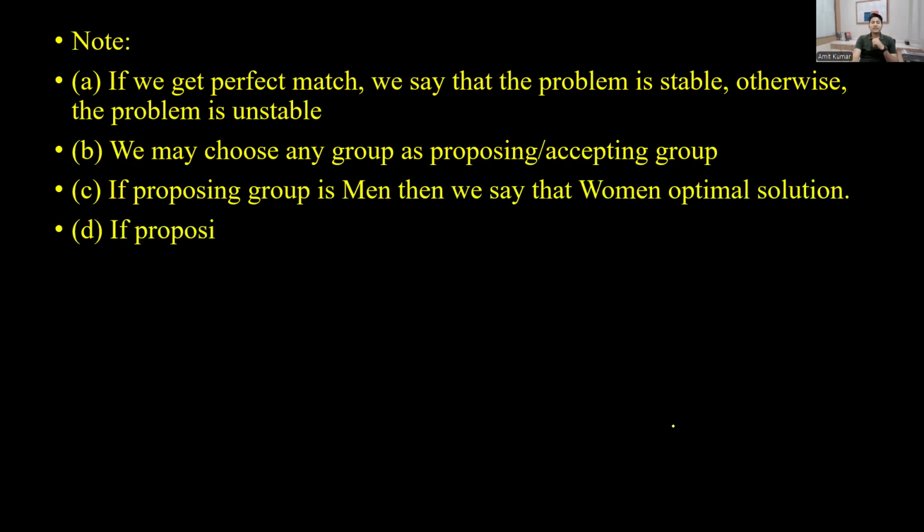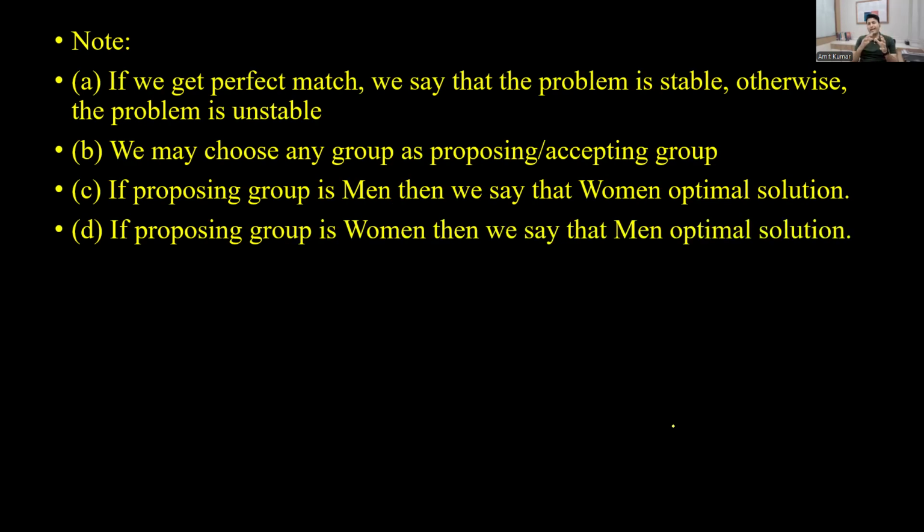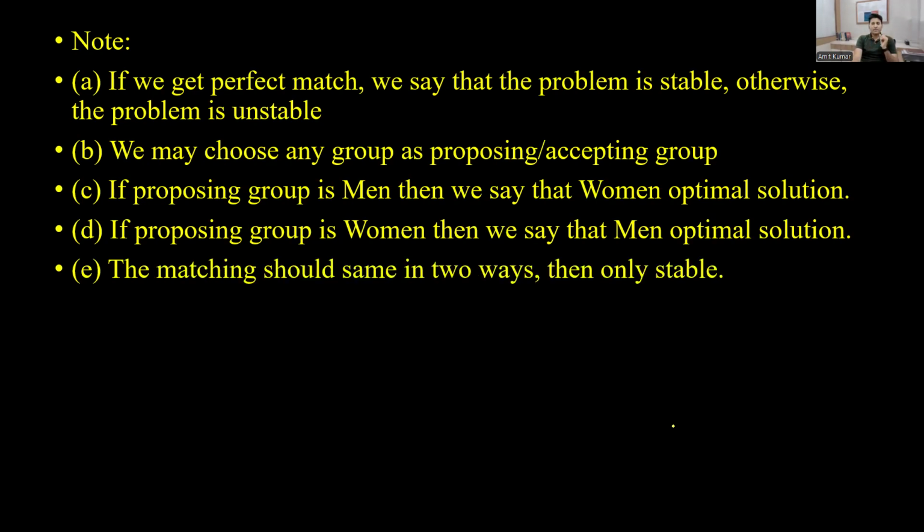In the same manner, if we consider a man and woman group: if in the first round we consider men as the proposing group, then women are accepting or rejecting. Then in round two, we consider women as the proposing group, and then men will become the accepting or rejecting group. Okay. If both sides give the same matching, we call the problem stable. So these are a few of the steps that we are having.